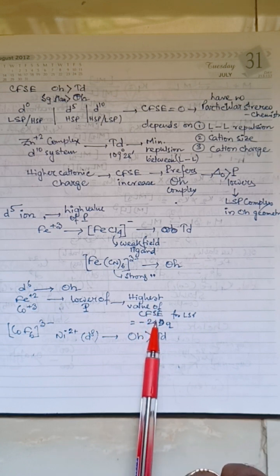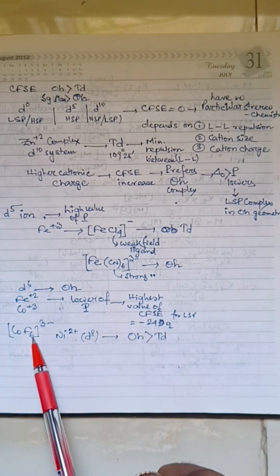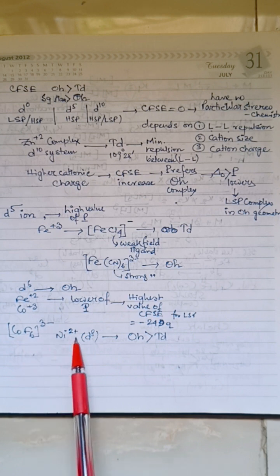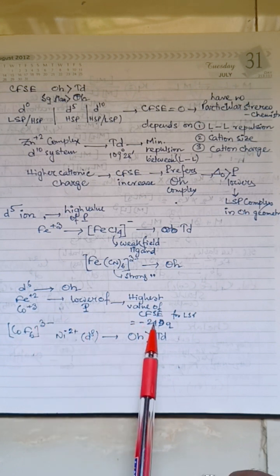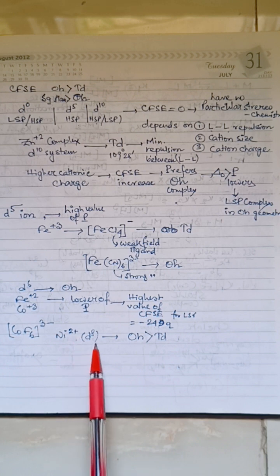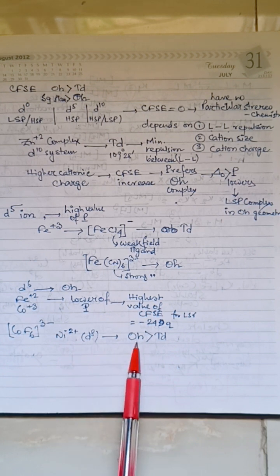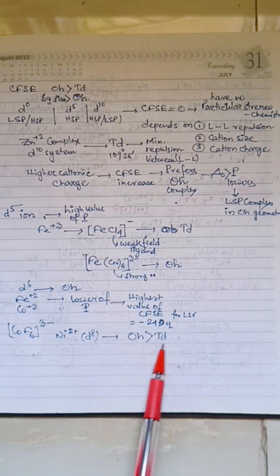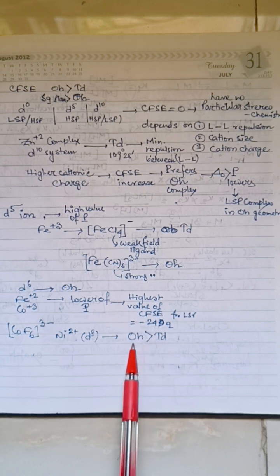We have already calculated this in the previous classes, in a complex like CoF6 3-, and we get these values. Now nickel 2 plus with a d8 system always prefers octahedral geometry over tetrahedral geometry. Okay, so in this scenario we have discussed the various preferable geometries of central metal ions.